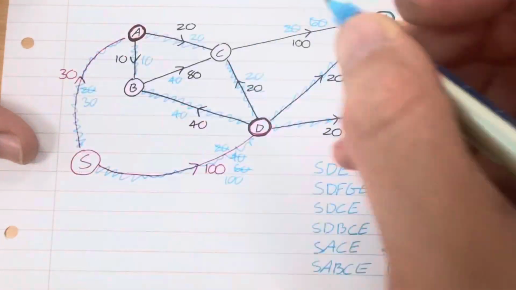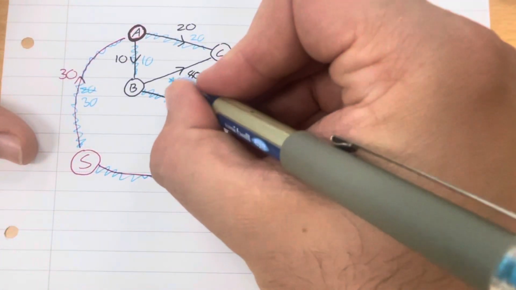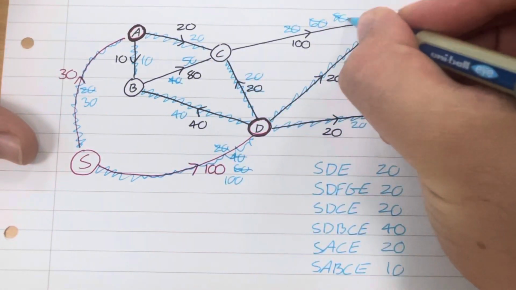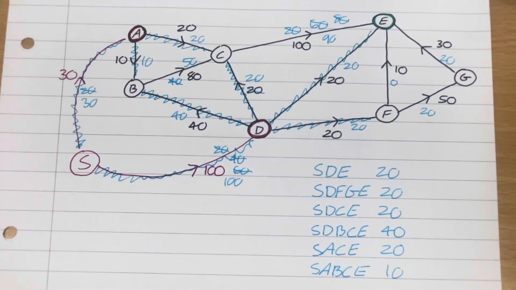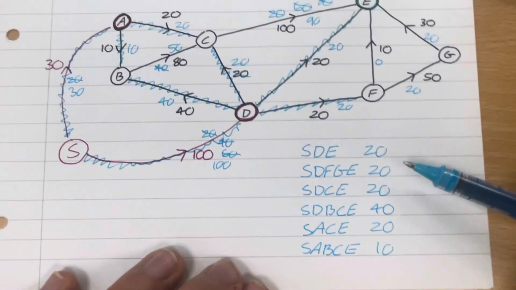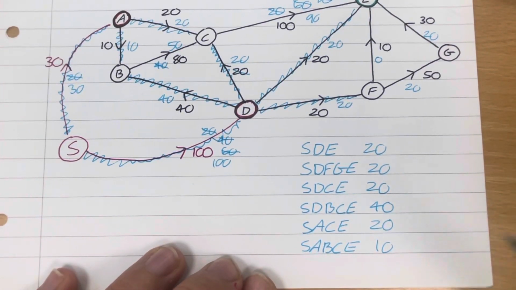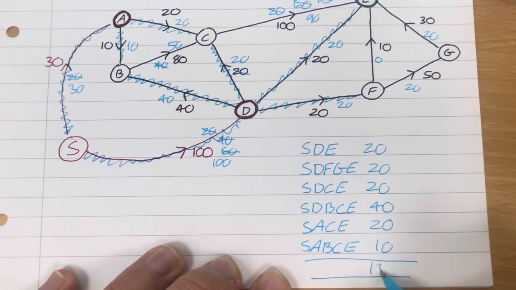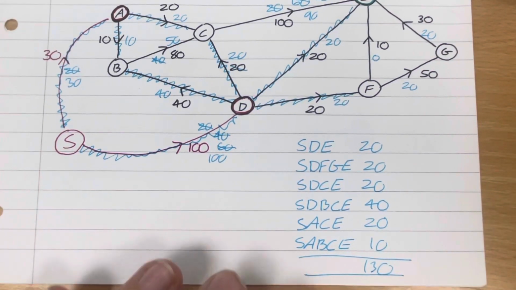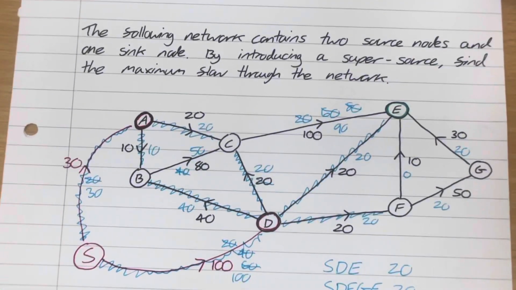Both sources are now completely full. That's now going up to 50. That's going to go up to 90. So I can't add any more flow coming out of the source. Therefore, I cannot add any more flow to this network. That is the maximum flow I can push through this network. And the sum of it is 20, 40, 60, 130. So that is 130 units of flow through this network. Okay, so we can see how that is exactly the same as the previous page.